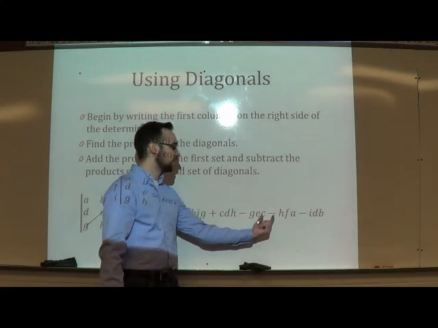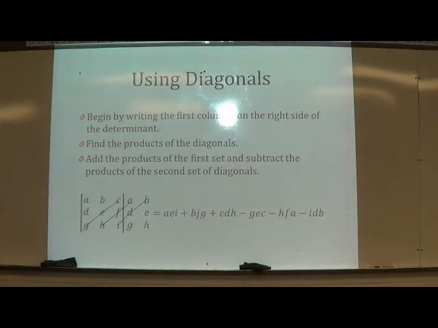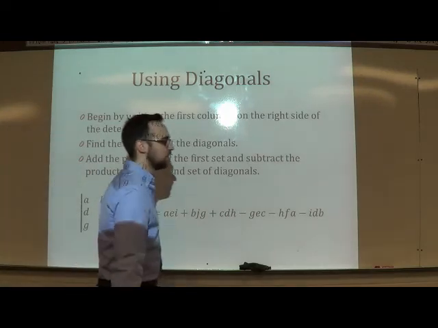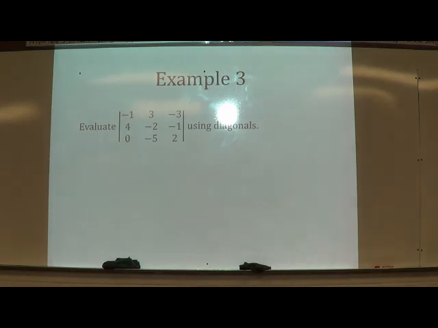And we subtract each of those numbers. So even if it's not a negative, we subtract it. If it is a negative, it'll end up becoming a positive number. So that's how you do the diagonal method, and then you just do all the addition and subtraction, and we should get the same answer as if we were to do expansion by minors.